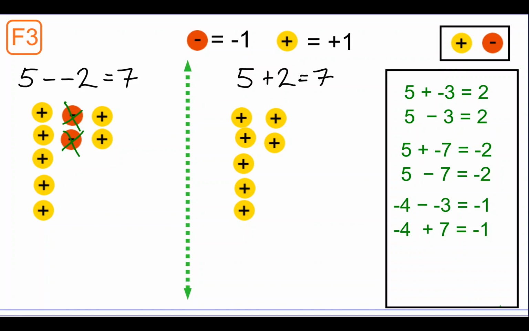So this is our last pair of examples. 5 take away negative 2 gives the same answer as 5 plus 2.